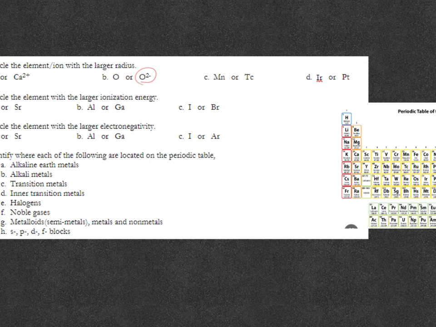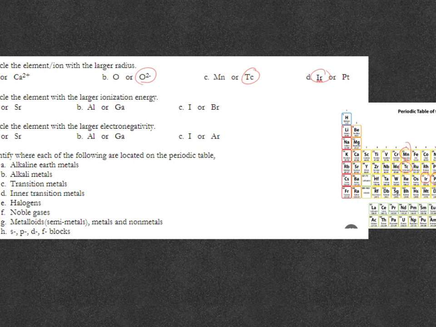Manganese or technetium. Well, manganese is here, technetium's here. As you go down a group, atoms get larger, so technetium has the larger radius. And then iridium versus platinum. As you go to the right, the atoms get smaller, so iridium has the larger radius.